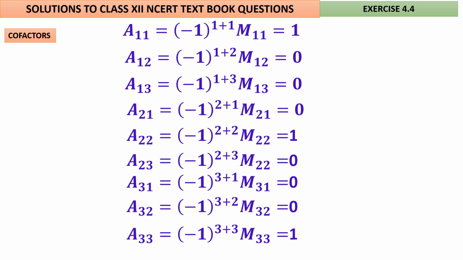Highly interesting, because we started with an identity matrix, then we converted it into a determinant, and we tried to find the minors and cofactors of the determinant of an identity matrix. Here we are getting 1, 0, 0, 0, 1, 0, 0, 0, 1. Highly interesting.